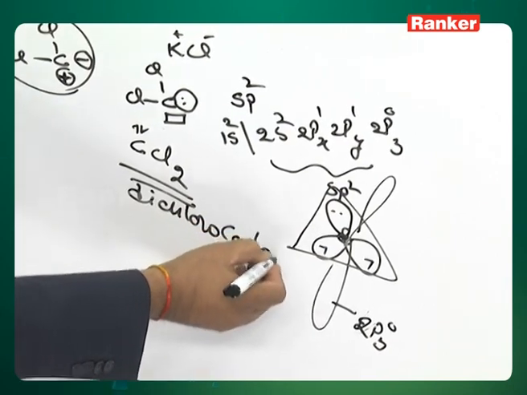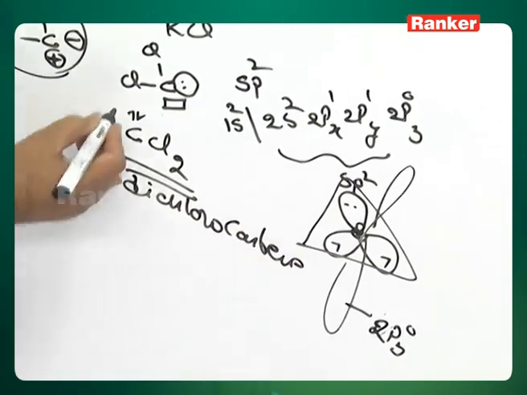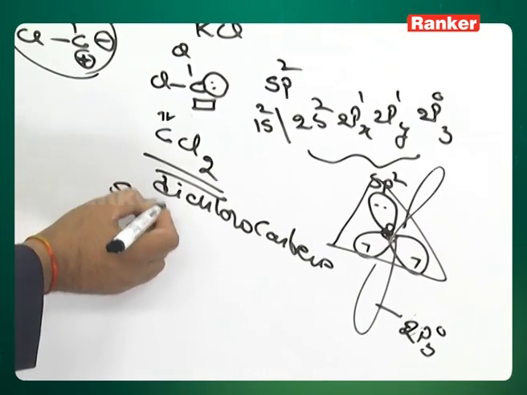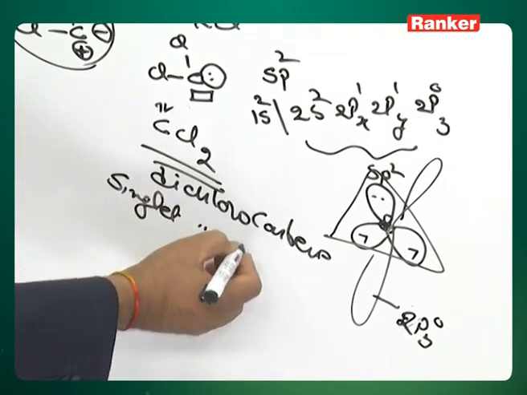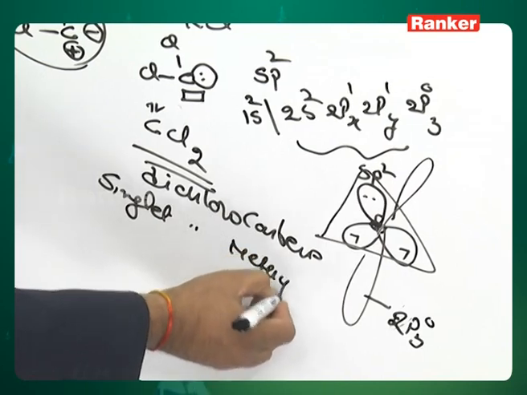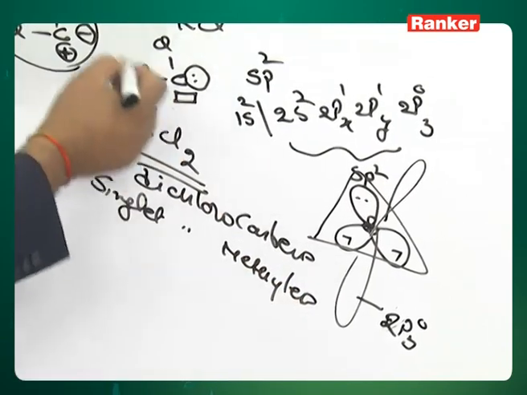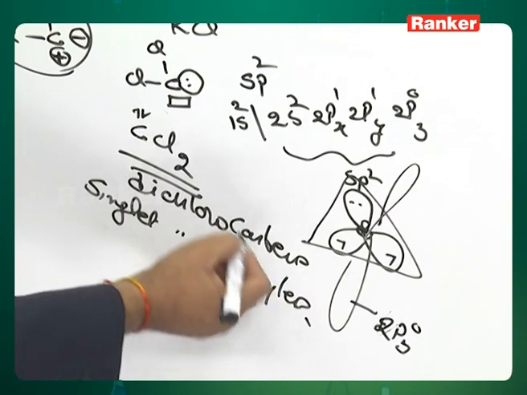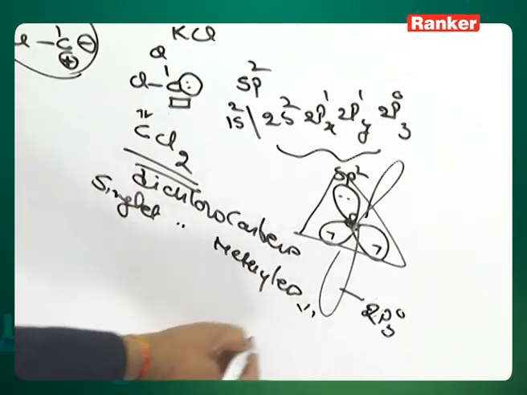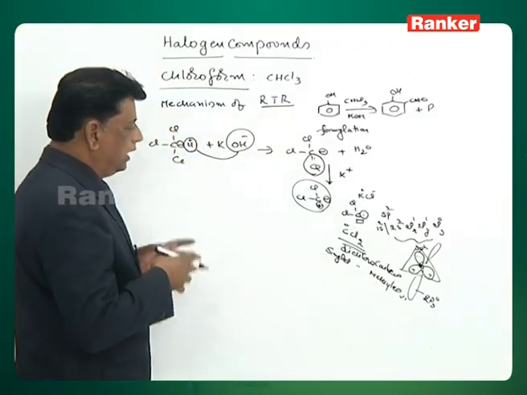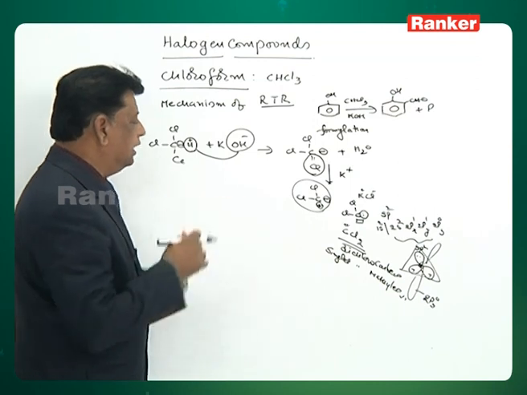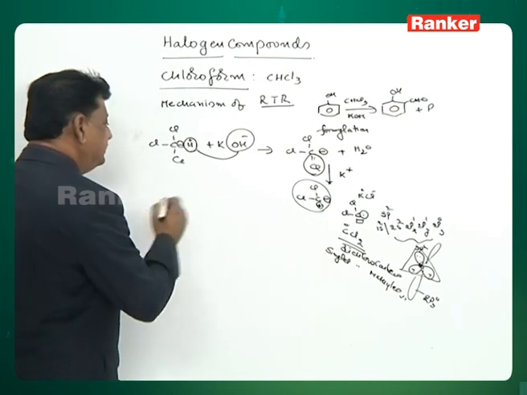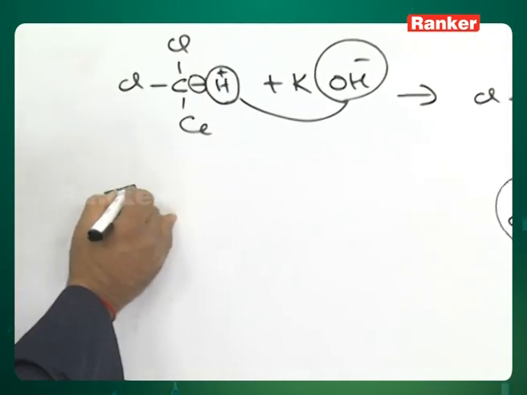Dichlorocarbene, or specifically a singlet dichloromethylene carbene. Methylene means CH2, and in that methylene there is a carbene, so singlet dichloromethylene carbene is the full nomenclature. Now let us see how the reaction is proceeding.